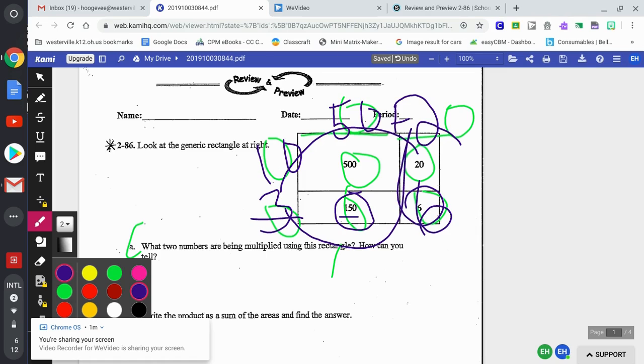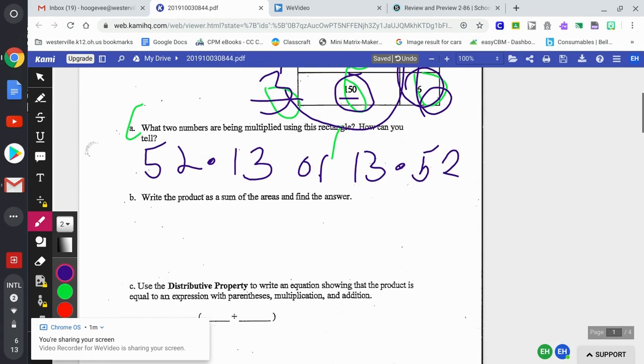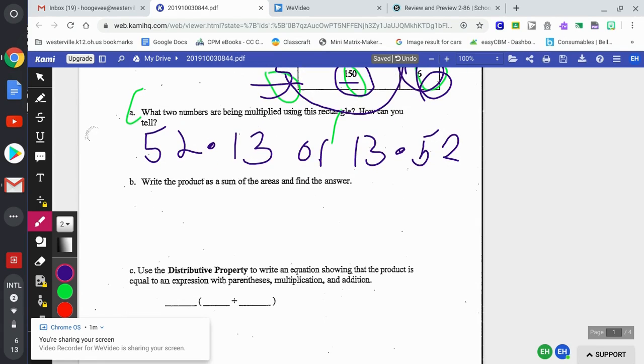So I know my multiplication problem here is simply 52 times 13 or 13 times 52. Now the next problem says write the product as a sum of the area. So again, you're going to take that 52 times 13 and equal it by writing down all the sums from the generic rectangle with the answer. And I will let you do that on your own.